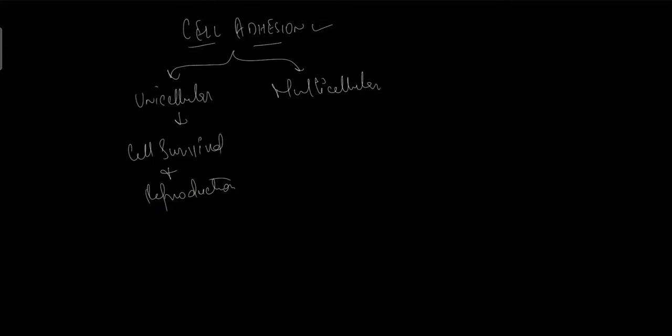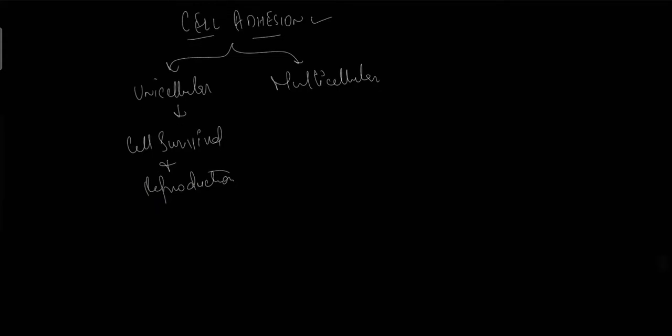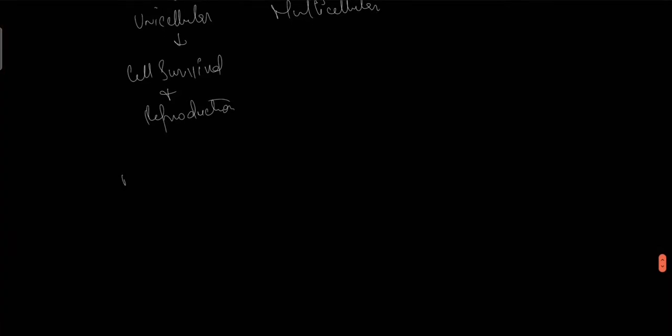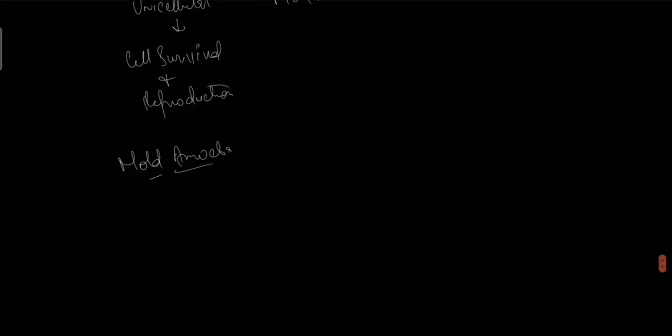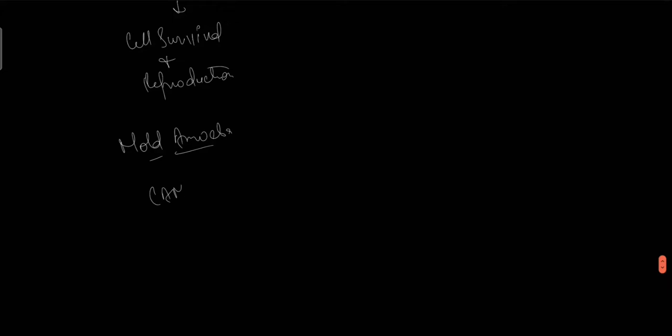They secrete certain substances, certain chemicals, which help them to bind together, to stick together. For example, let's take the example of mold amoebas. In the case of mold amoebas, when starvation happens, they secrete a substance known as cAMP. cAMP stands for cyclic adenosine monophosphate. They secrete this substance, and with the help of this, the cells stick together.